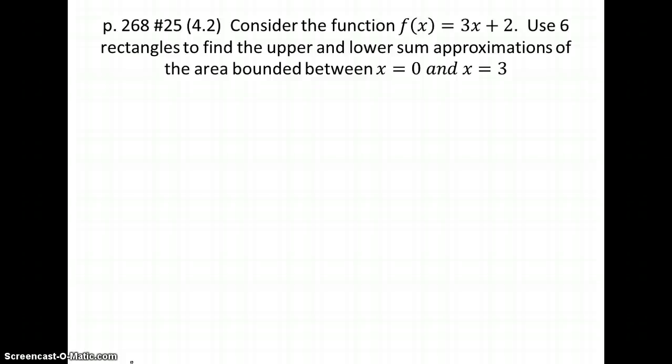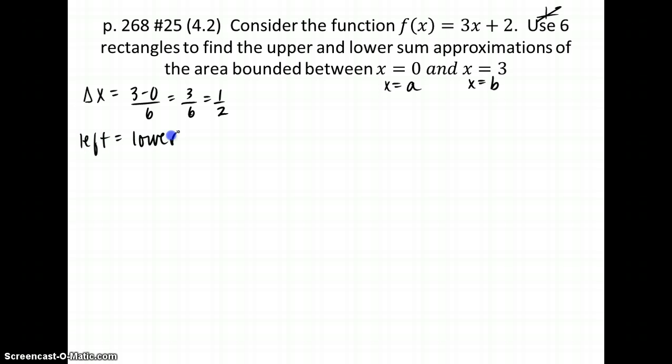Alright, now section 4.2. Consider the function 3x plus 2. Use 6 rectangles to find the upper and lower sum approximations of the area bounded between x is equal to 0 and x is equal to 3. So delta x, b minus a over 6. So the width of each interval is going to be a half. Alright, the boundaries from the definition, they're the vertical lines, x is equal to a, x is equal to b. 3x plus 2, it's an increasing line, so the left endpoints are going to be our lower sum.